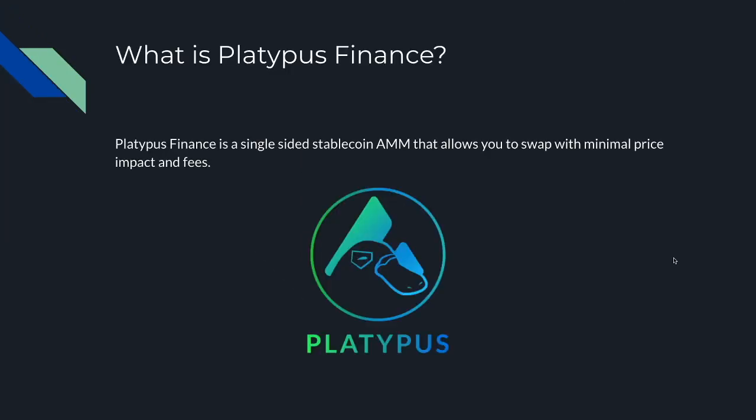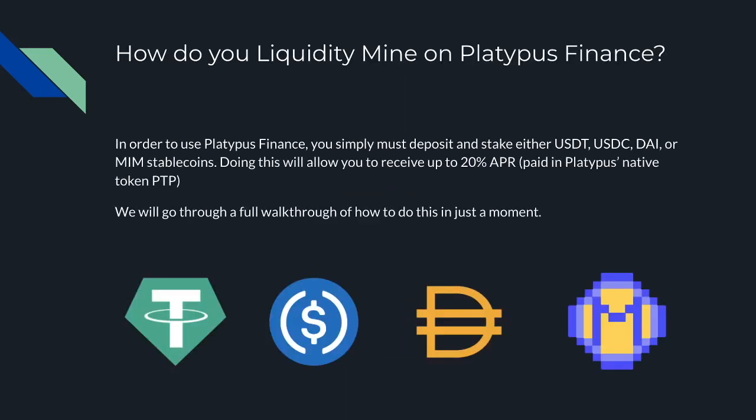What is Platypus Finance? Platypus Finance is a single-sided stablecoin AMM that allows you to swap with minimal price impact and fees. How do you liquidity mine on Platypus Finance? In order to use Platypus Finance, you simply must deposit and stake either USDT, USDC, DAI, or MIM stablecoins. Doing this will allow you to receive up to 20% APR paid out in Platypus's native token, PTP.